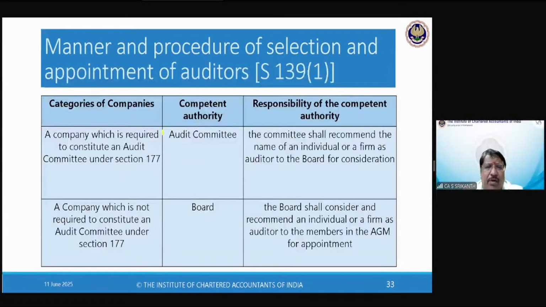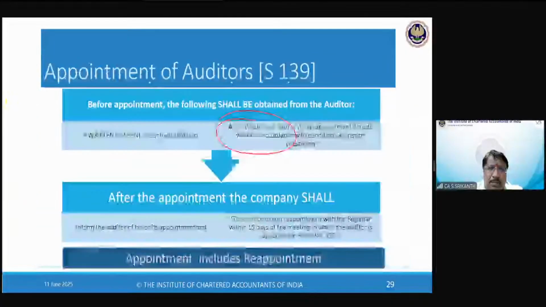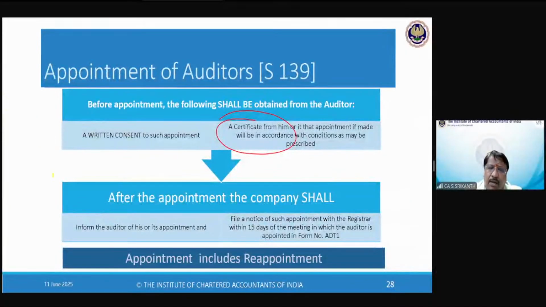Appointment includes reappointment. Madam, let me explain. See, if you go to the definitional section, you'll find they say appointment includes reappointment. Anyway, it's very simple. In 2 minutes, we can understand it.